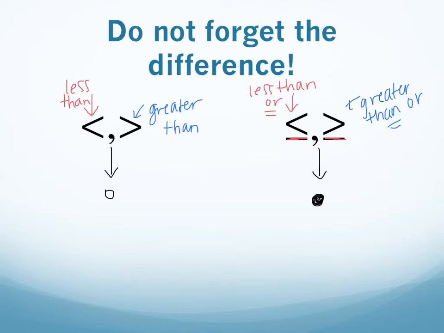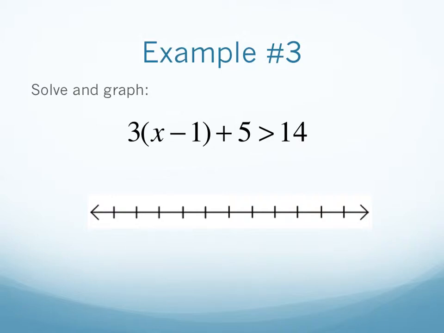So let's do a few more examples just to make sure we have this down. Okay, here's example number 3. So again, it says solve and graph. It says 3 multiplied by x minus 1 plus 5 is greater than 14. Again, solve these like you would if it were an equal sign. If it helps you, write in an equal sign instead.